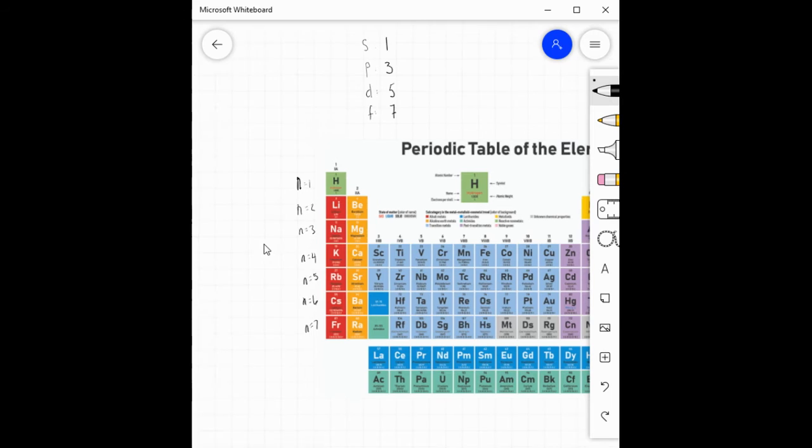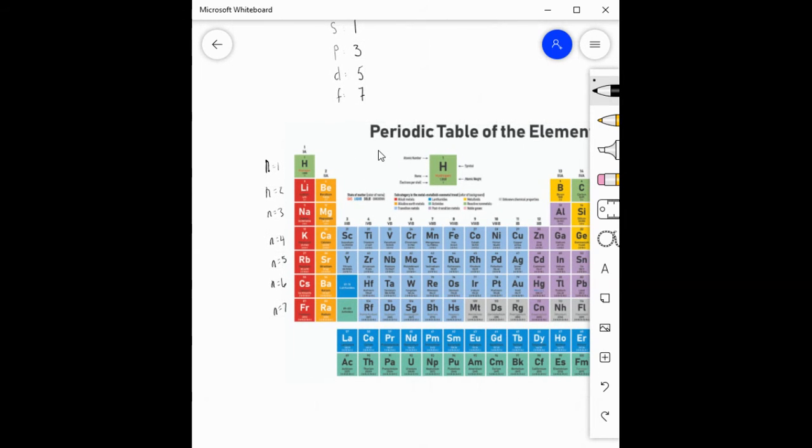So when we look at the periodic table and we're thinking about electrons, there's a way of writing how many electrons represent each element. Each element has a certain number of electrons in it, and there's a way to write the electron configuration. And that's what we're going to look at now.